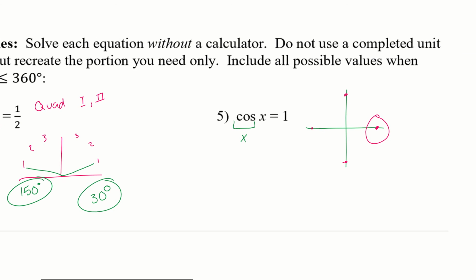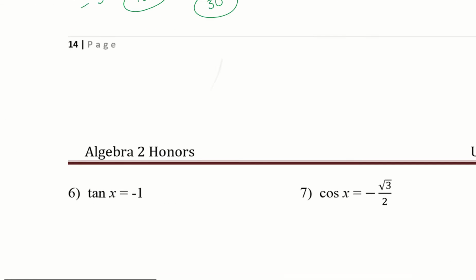But we do have to remember, this is 0 degrees, and then if we go all the way around, it's 360 degrees. So I still have two different options to choose from there. We just have to remember it's 0 because that's where you start, and then 360 because that's where you go all the way around. All right, let's try a few more examples.